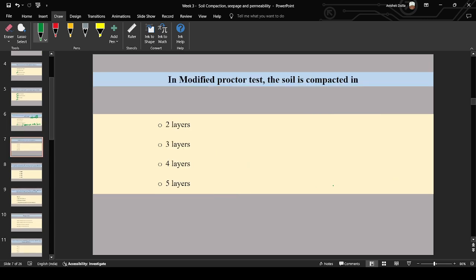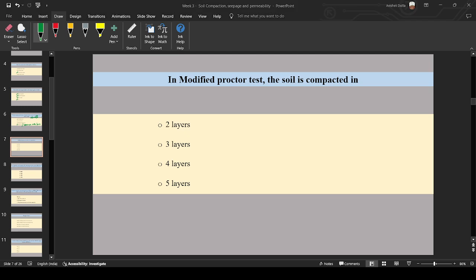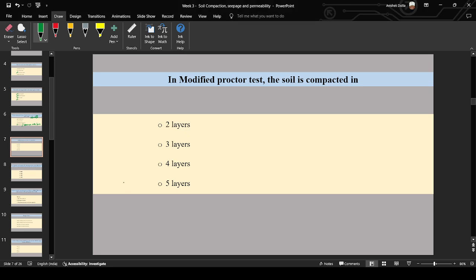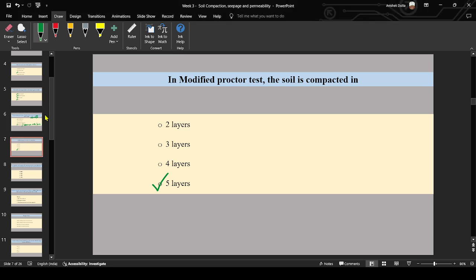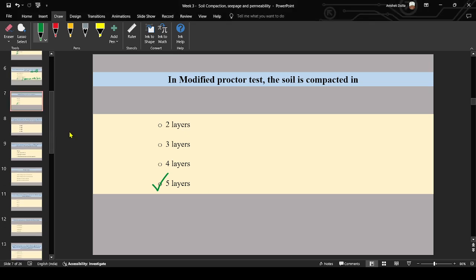In modified Proctor test, the soil is compacted in. Now this is an easy question. I think you can give the answer. How many layers of compaction in modified Proctor test? 5 layers. Yes, very good. 5 layers. In standard it is 3. In modified it is 5. So in modified Proctor test, the soil is compacted in 5 layers. Okay, good. Next question.